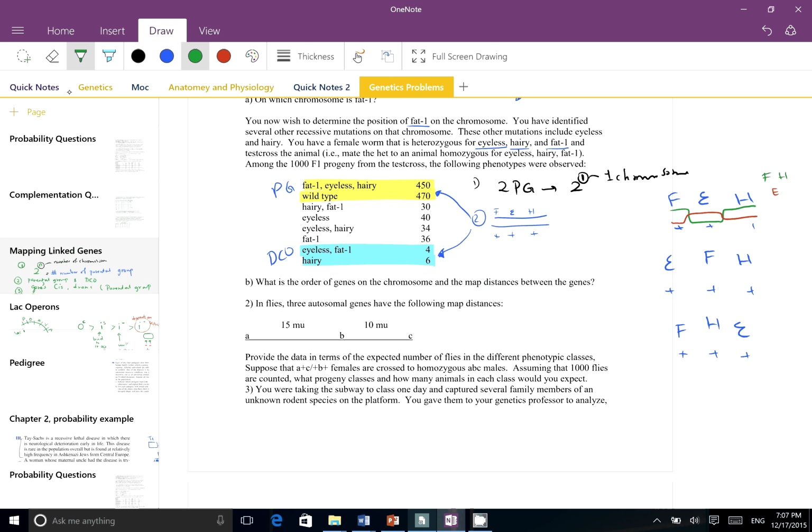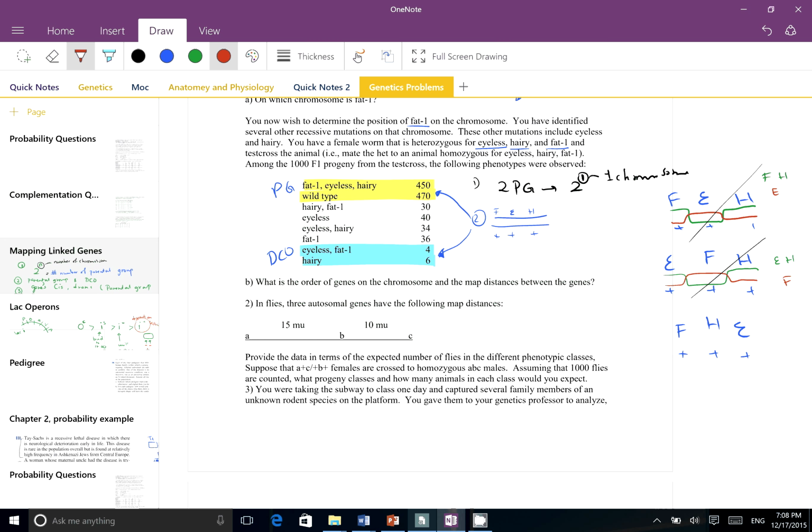So again, here, let me go to E, eyeless, crosses over, comes back up. So it's eyeless and hairy. Let me do the other possibility. It's fat on its own. Forgot to write eyeless and hairy. Okay, is that what I have in my double crossover? No, that's not what I have in my double crossover. So forget this one, forget that one.